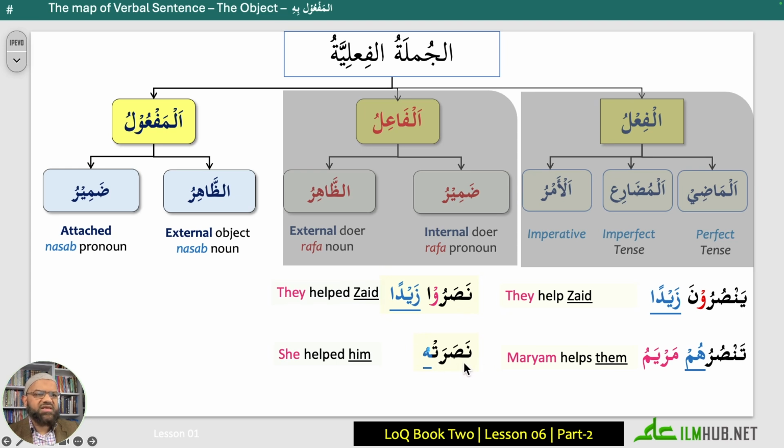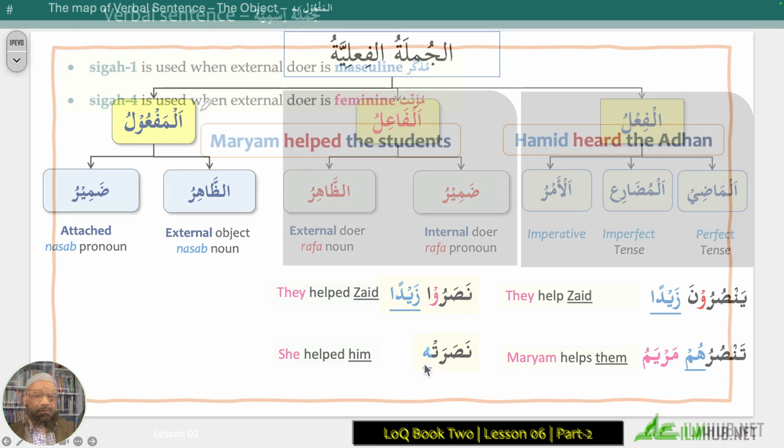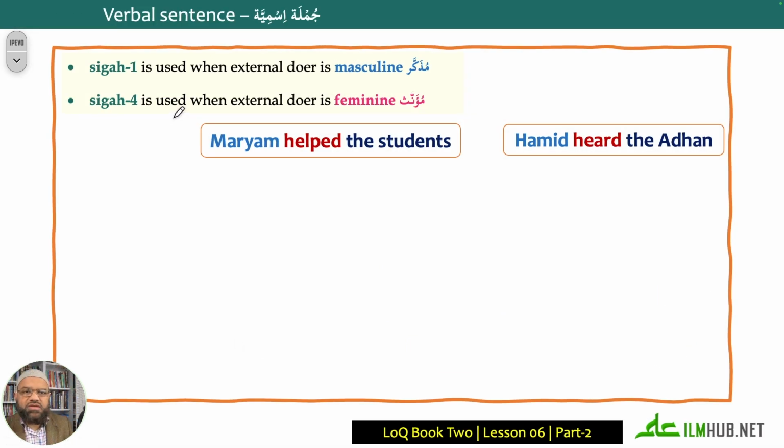Nasarat hu, she helped him. So the rules that we learned with the madi are exactly the same with the mudari. It is only sigha number 1 and number 4 that there is a possibility of an external doer. So let's quickly go through these examples. There's nothing new here, inshallah ta'ala.